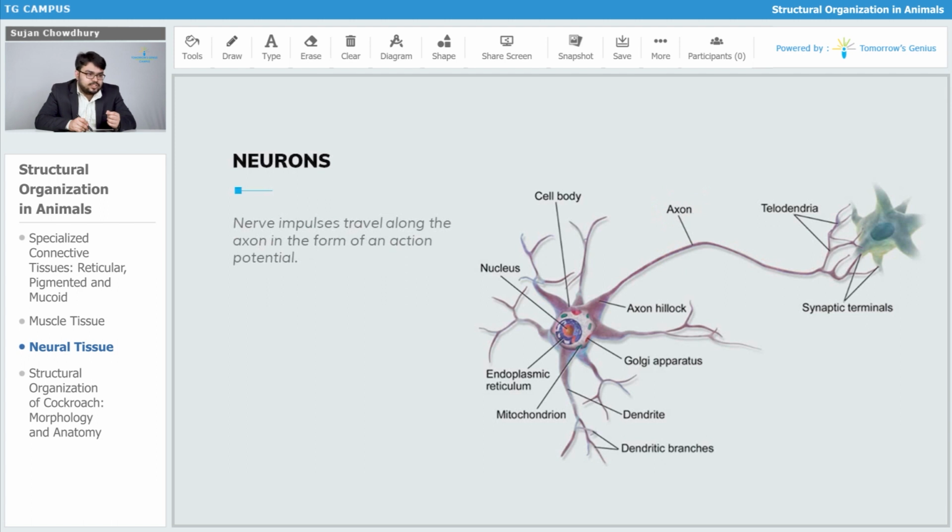Nerve impulses travel along the axon in the form of an action potential. So an action potential is generated that is going to travel through the axon to reach the next neuron.